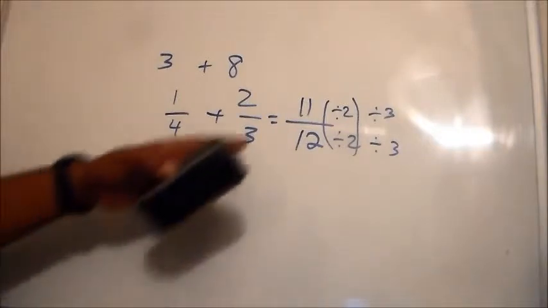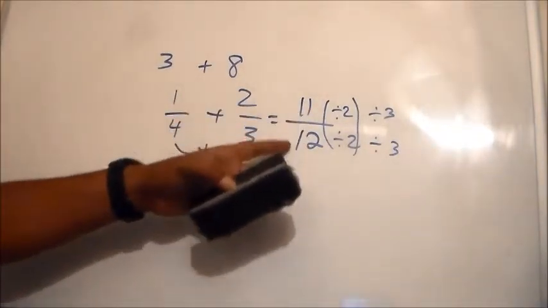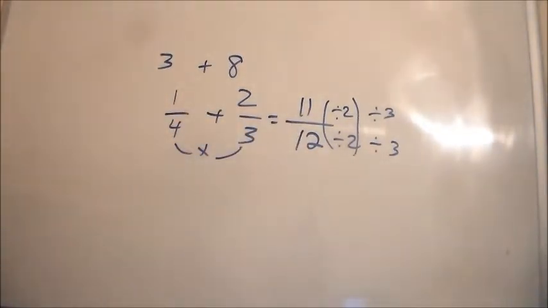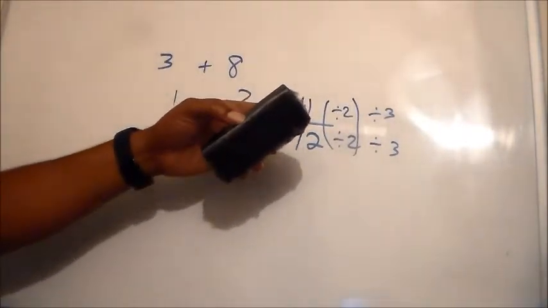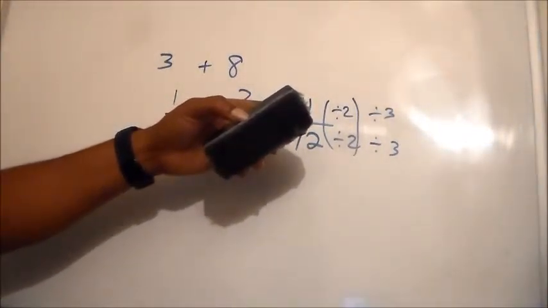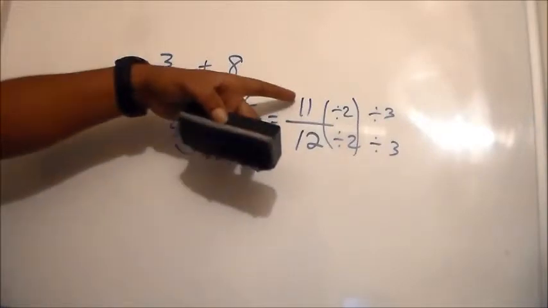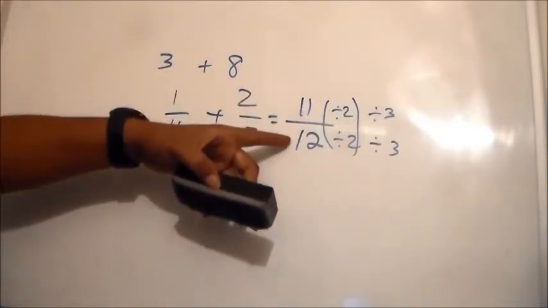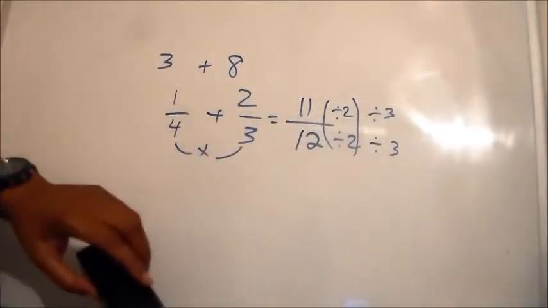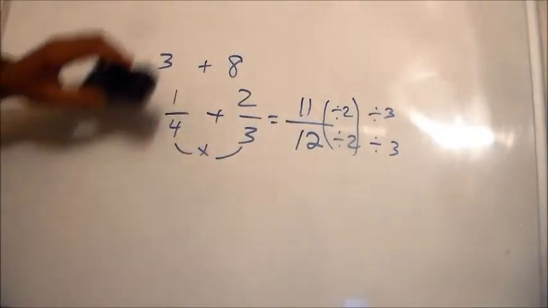So we can't have a fraction in here. There's a whole number at the top, a whole number at the bottom. And traditionally, in a proper fraction, not improper, the numerator is smaller than the denominator. So we can't do anything else with this. 11 twelfths is the final answer.